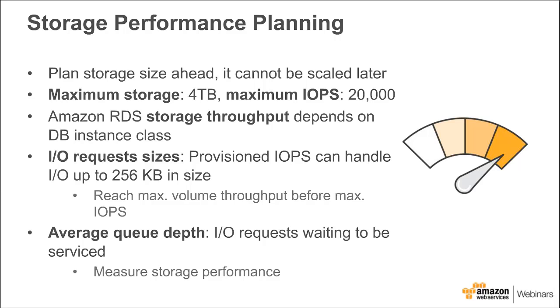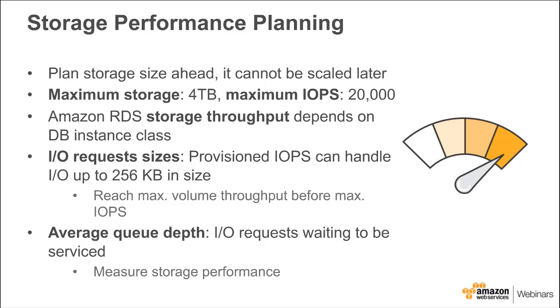RDS database instances can be provisioned with a maximum of 4 terabytes of storage and a maximum of 20,000 IOPS. And as with EC2, throughput will depend on the instance class as well. And the I/O sizes are variable, so it is possible in many cases to reach maximum throughput before reaching maximum IOPS, given that the nominal performance characteristics of AWS storage is expressed in terms of 16 kilobyte block size I/O. And SQL Server often leverages or averages larger I/O operations.